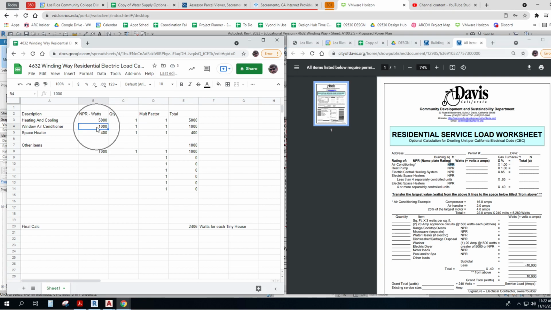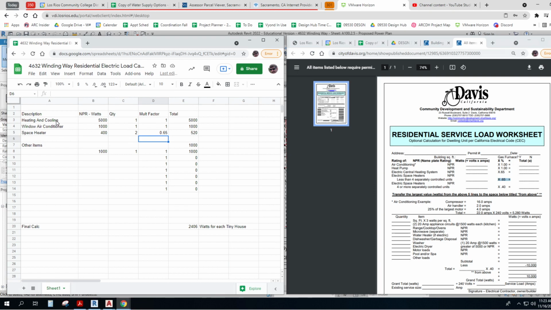And then I've got a window air conditioner in my tiny house that's 1,000 watts. I can copy that one down. And I've got a space heater in the tiny house that's 400 watts, and I might use 2 of those. Now, the space heater has a multiplication factor of 0.65. So that's what I would put down for my lot 1 for this upper portion.